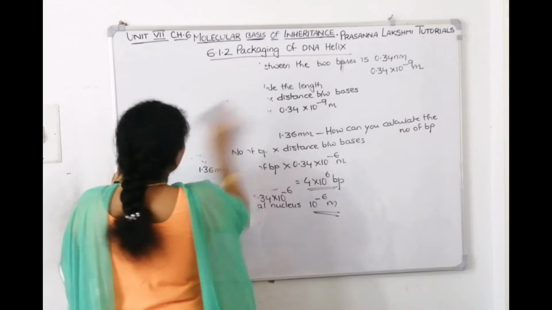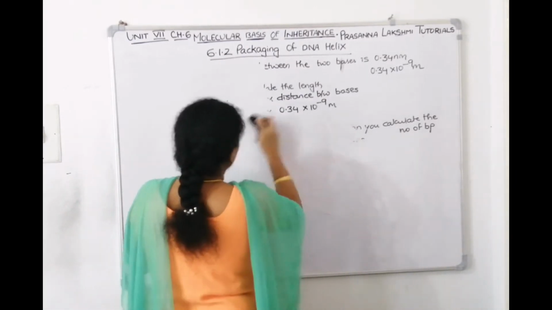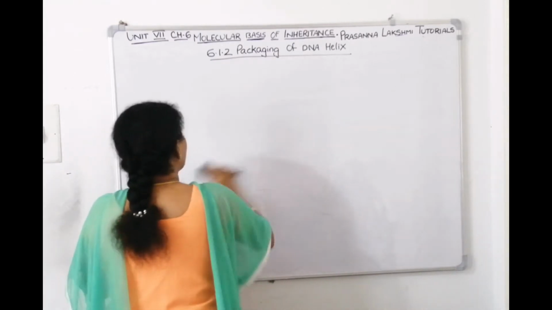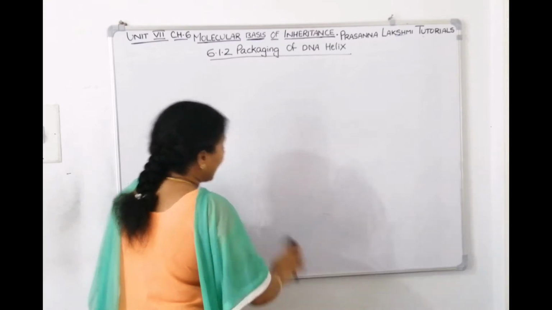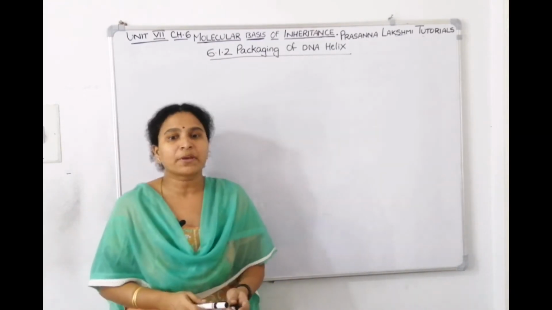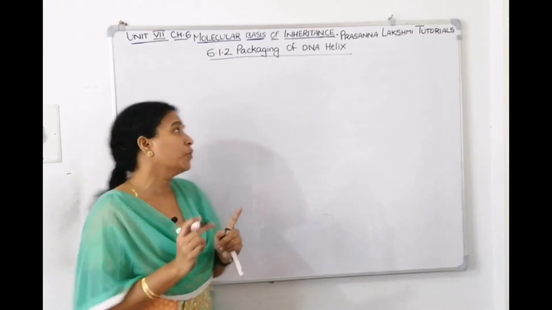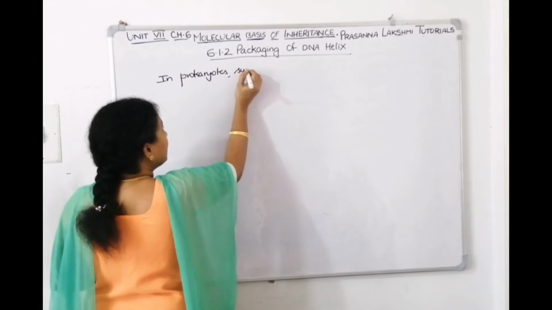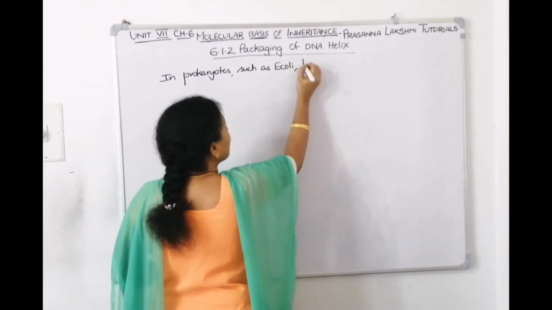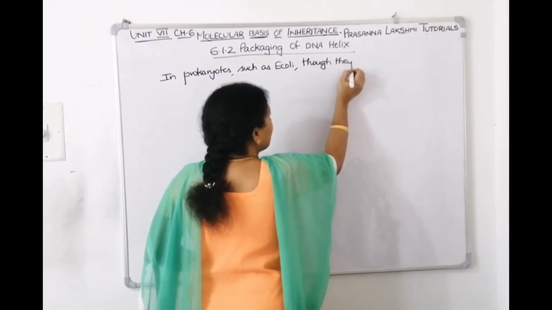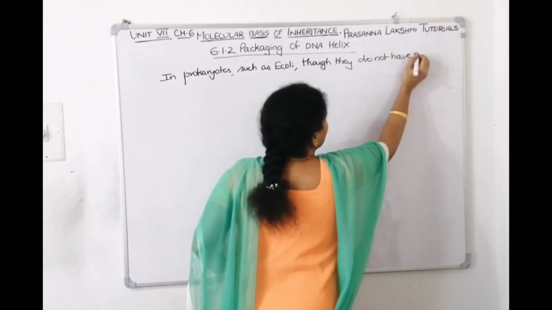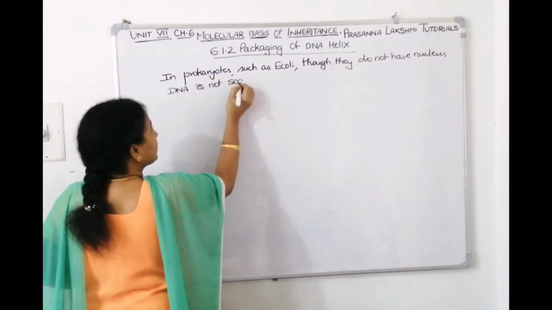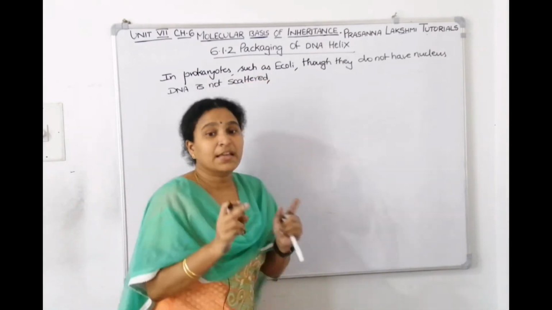Let's go. In prokaryotes, since nucleus is not there, if you are thinking nucleus is not there, then the DNA can nicely scatter inside the cell. No, DNA will not scatter inside the cell even though nucleus is not there in prokaryotes. That means something else is holding the DNA. Who is holding the DNA in prokaryotes such as E. coli, though they do not have nucleus? I'm telling the DNA is not scattered. The DNA is not scattered means the DNA is not distributed.